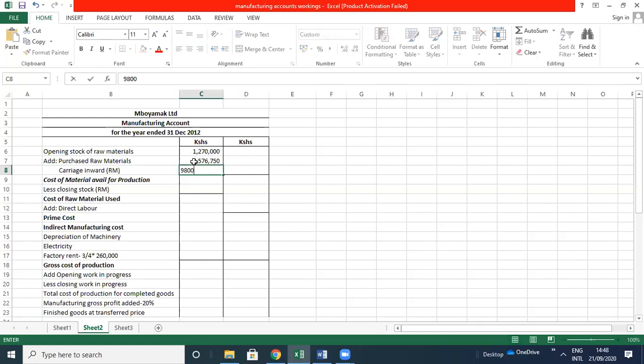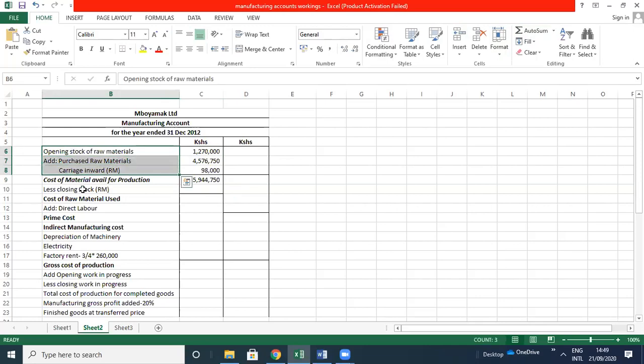98, thank you. 98, and therefore that should give us a cost of what? Other elements are not indicated. That's why I'm concise here. Remember, it is just like the trading. If an element is not there in the normal format, you do away with it. You don't have to include it there. And therefore, the cost of materials available for production is 5944,750.